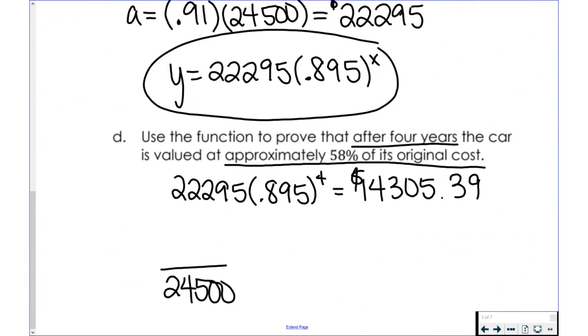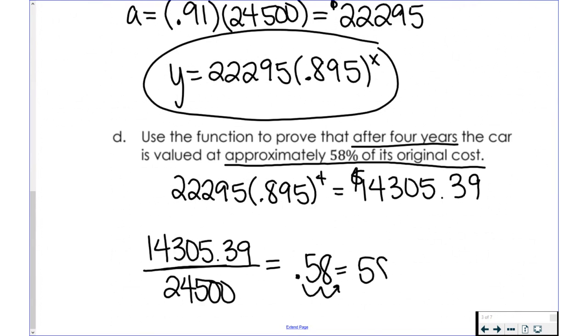Remember, you paid $24,500. So we're going to divide the number we just got by $24,500. When you put it in your calculator, you get a decimal. That decimal is approximately 0.58. If you turn that into a percent, it is 58%. So we can verify that the function does tell us 58% of the original cost after 4 years.